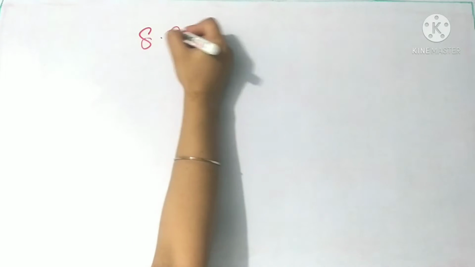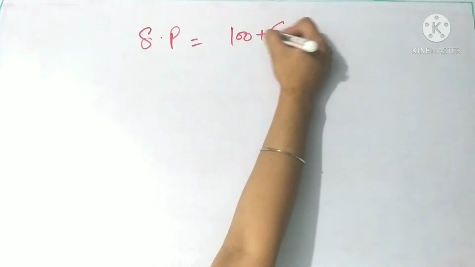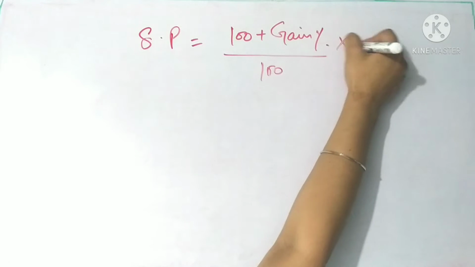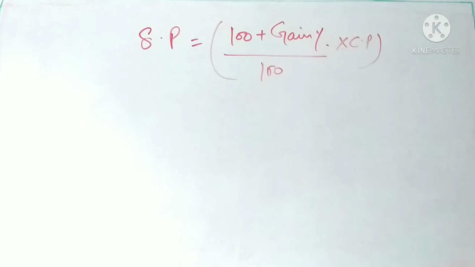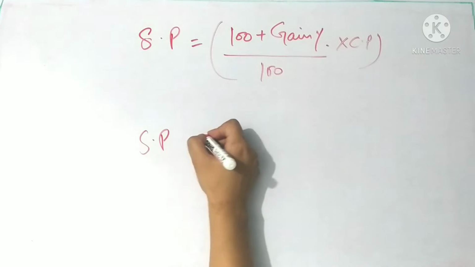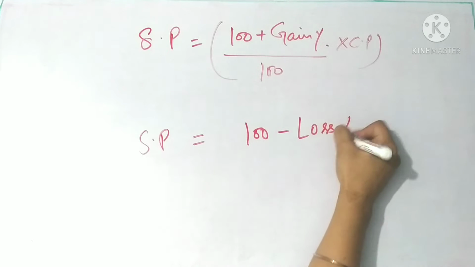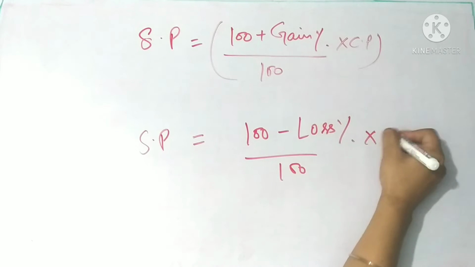Now if we have to find the selling price, if the gain percent on the article is given, then we can directly apply the formula, that is SP is equal to (100 plus gain percent) by 100 into CP. And if loss percent is given and we have to find the selling price, then the selling price can be directly found by using the formula (100 minus loss percent) by 100 into CP.